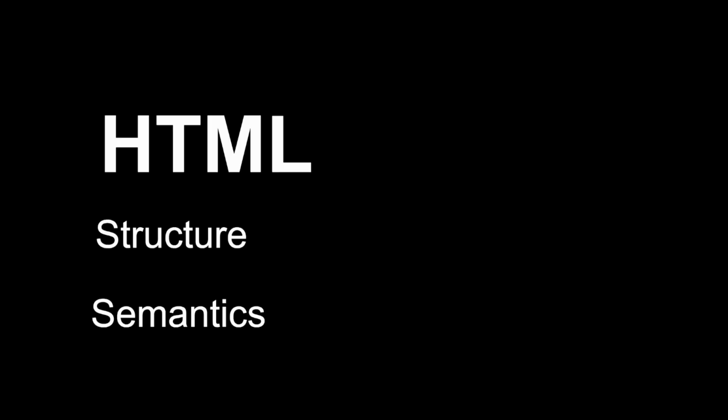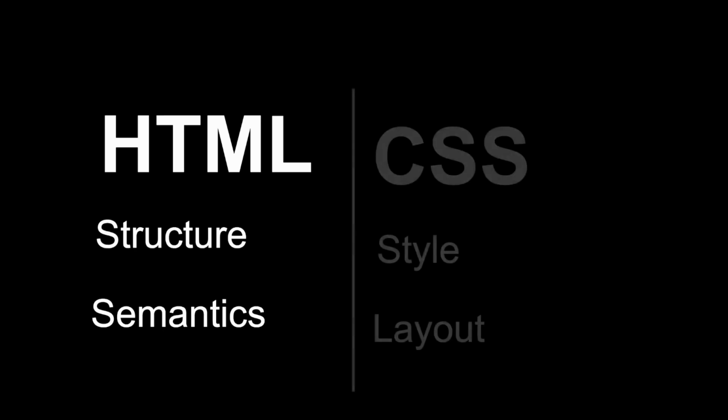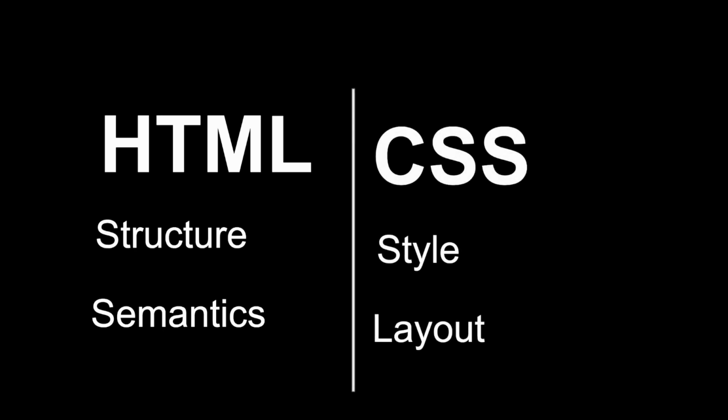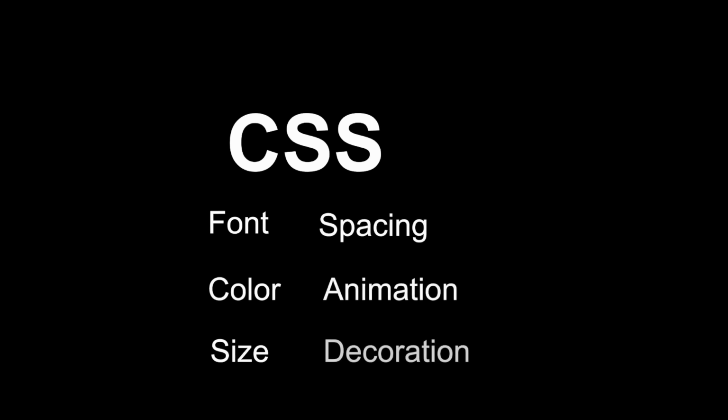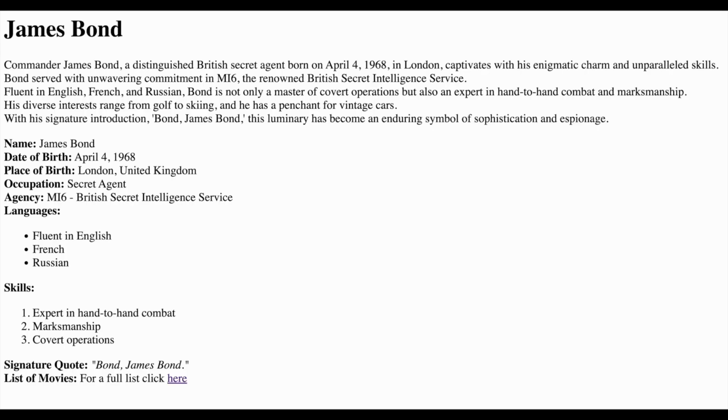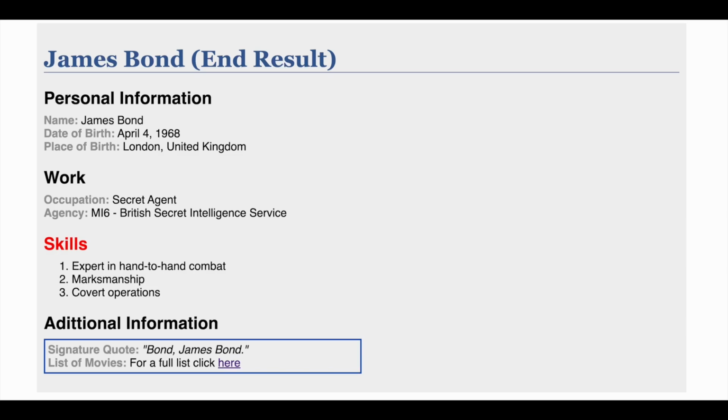In this tutorial, we'll learn about CSS. While HTML is used to define the structure and semantics of our content, CSS is used to style it and lay it out. For example, we can use CSS to alter the font, color, or size of our elements. We can use it to space our content, split it into multiple columns, or add animations and other decorative features to it. We will transform this page that we built in the previous tutorial into this.